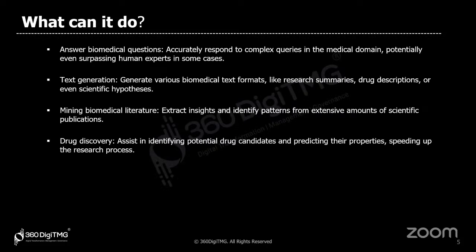So firstly, what can this BioGPT do? It can answer biomedical questions. For example, if you are using this model, you can use it for question answering, for text summarization, and for text generation. There are different applications that we have already understood in the previous lectures. So this GPT model can be used for answering biomedical related questions.